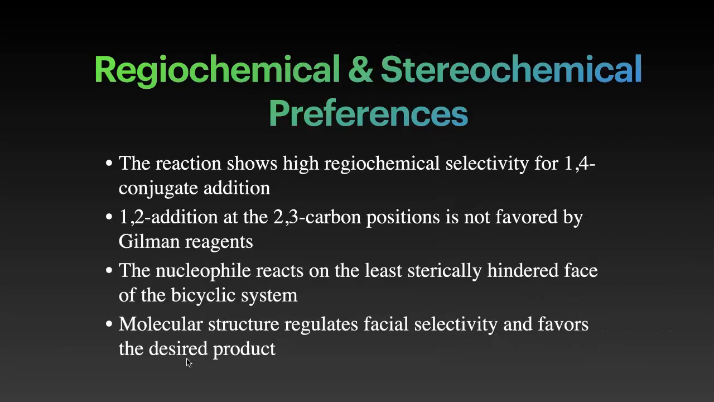This reaction shows high regiochemical selectivity for 1,4 conjugate addition. Unlike stronger nucleophiles, Gilman reagents do not favor 1,2 addition at the carbonyl carbon. In addition, the nucleophile reacts on the least sterically hindered face of the bicyclic system. The rigid structure of the molecule controls which face is accessible, leading to facial and stereochemical selectivity in the final product.